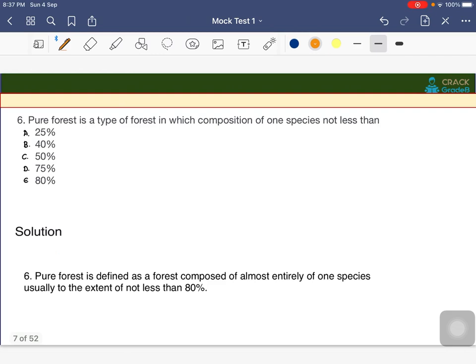Next, a pure forest is a type of forest in which the composition of one species is not less than 80%. Okay, if a whole forest consists of one species at about 80% or more, that is called a pure forest, right?